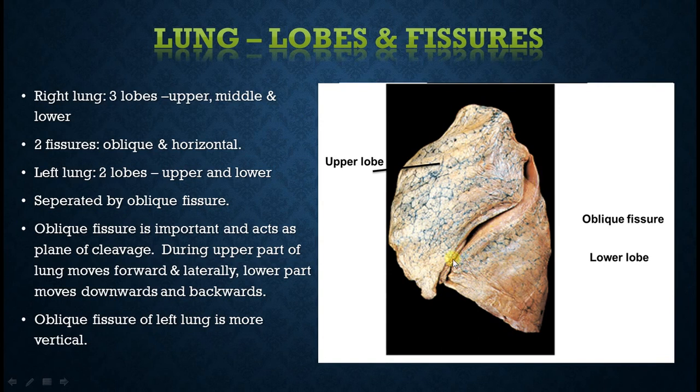Okay, so that is the importance of the oblique fissure. Forwards and laterally, the upper part of the lung above the oblique fissure moves. The lower part of the lung, that is the part of the lung below the oblique fissure, moves downwards and backwards. And the oblique fissure of the left lung is more vertical.